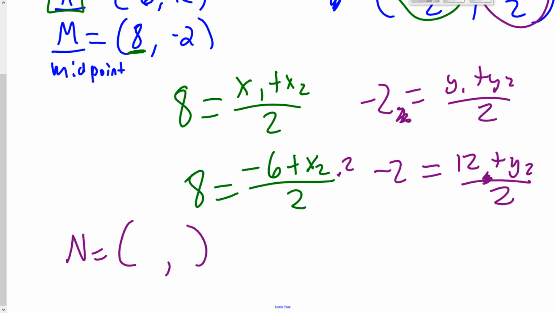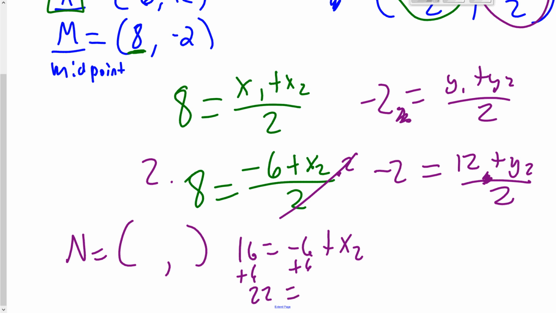So how do I get rid of dividing by 2? Well, I multiply by 2 on both sides. So we multiply by 2 on both sides. This one's going to cancel out, right? This one we can multiply, we get 16 is equal to negative 6 plus x2. Remember, x2, that 2 is not multiplied by x or anything like that. It's just saying it's an x, it's your second x. So we're solving for x2. So we add 6 to both sides. We get 22. So x2 is equal to 22. So that means my other endpoint, the x value is 22.